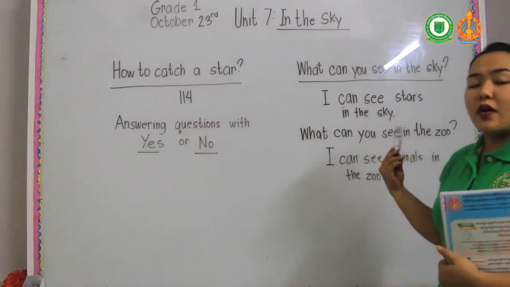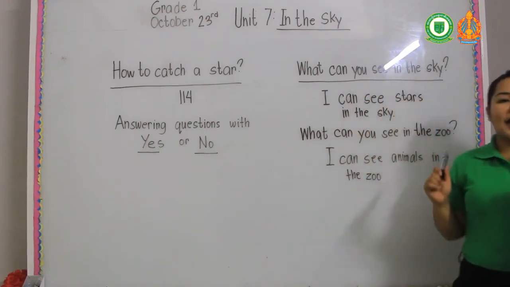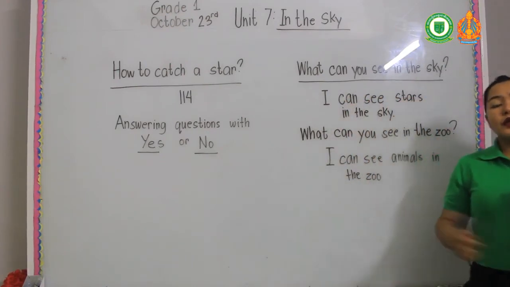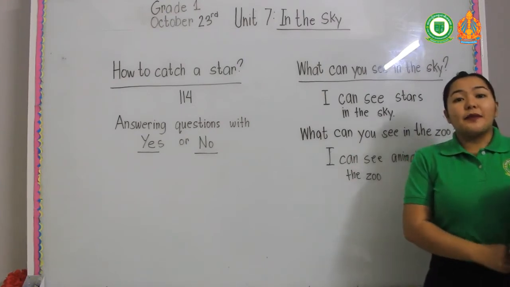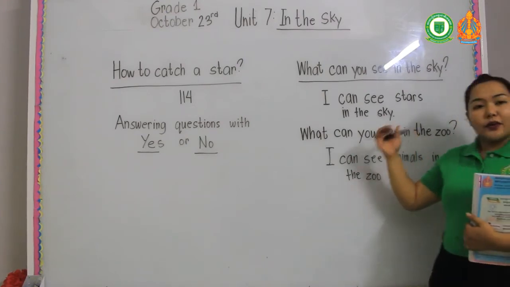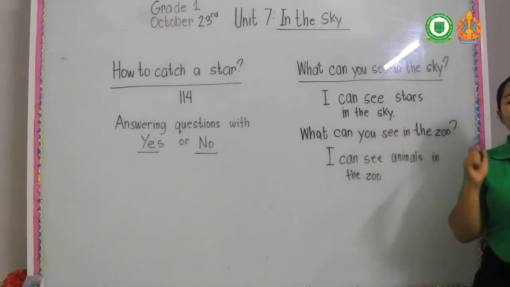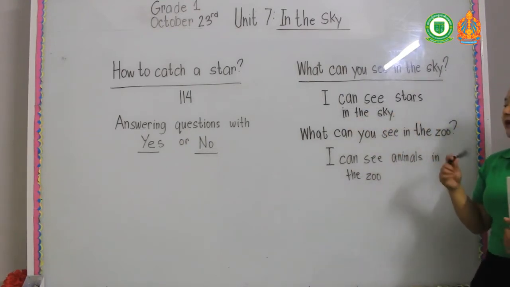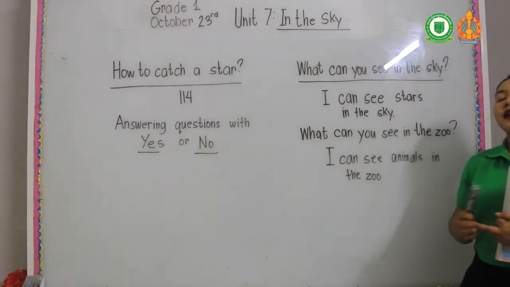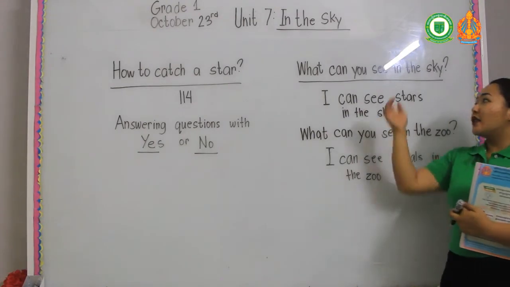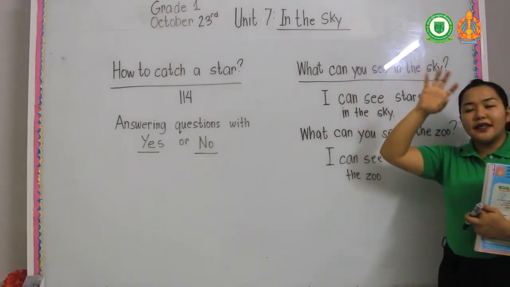This is also our lesson before. What can you see in the sky? So, one way for you to answer, if we are specifically asking about something that you can see in the sky, you will answer this way. I can see stars in the sky. One more time, I can see stars in the sky. Okay? And we are not limited to answering this question with the same format.